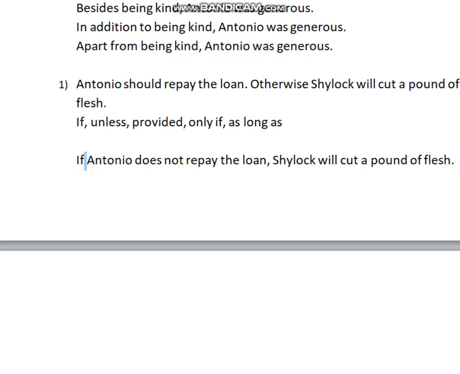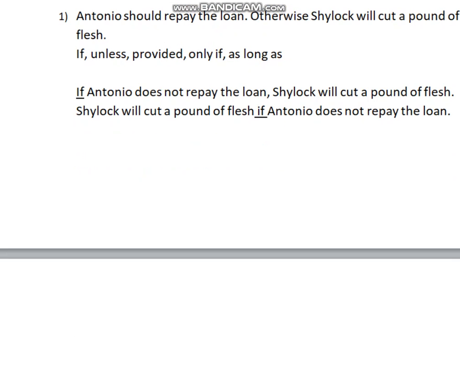Here the sentence begins with if. You may also use it in the middle, and in that case your answer will be Shylock will cut a pound of flesh if Antonio does not repay the loan. So if clause is the condition, if Antonio does not repay the loan. Here when you're using if in the middle, you need not put a comma. If you put a comma, the answer will of course be wrong. So only if you're beginning the sentence with if or unless will you put a comma in between. The same sentence can be combined using unless.